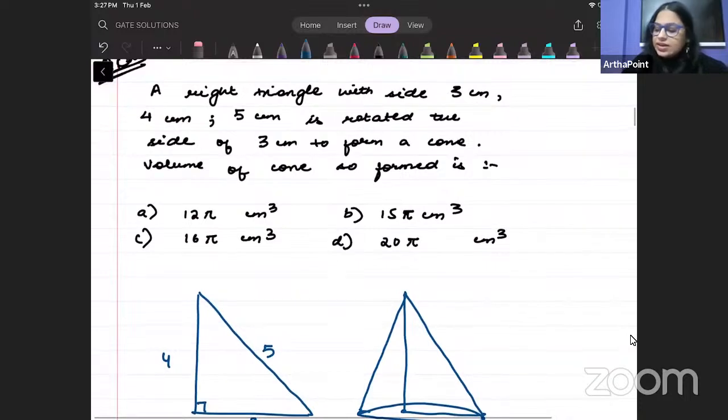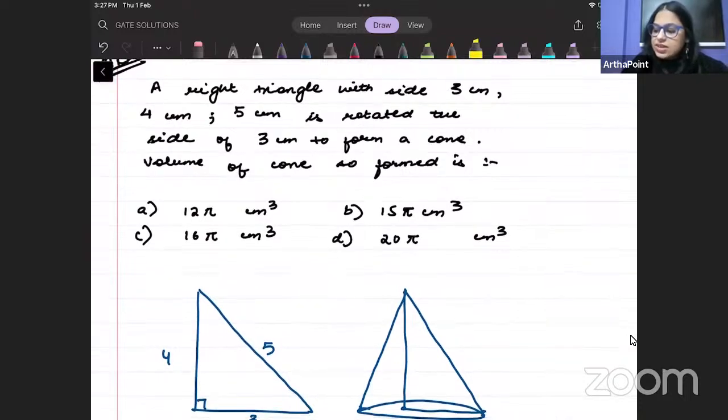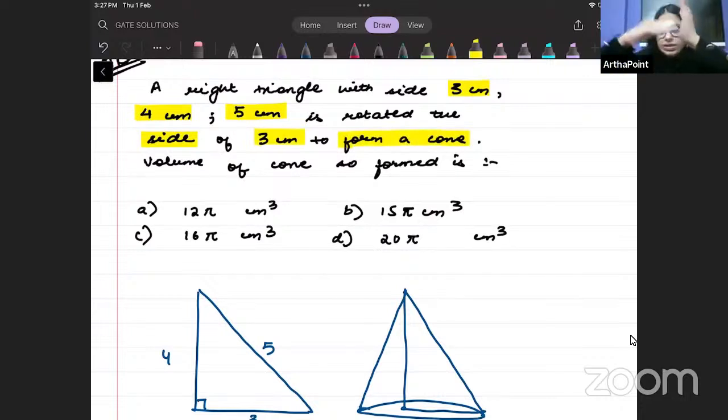It says a right angle triangle with side 3 centimeter, 4 centimeter and 5 centimeter is rotated to side of 3 centimeter to form a cone. ध्यान से समझो. You have a triangle. You are trying to go ahead and rotate the triangle in such a way that it becomes a cone. ऐसे rotate क्या? So if you have a triangle, if you just keep rotating it, it will become into a cone like a cap, right? This is what it is saying.